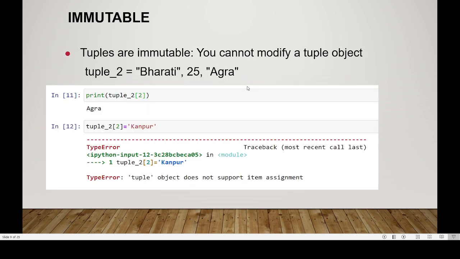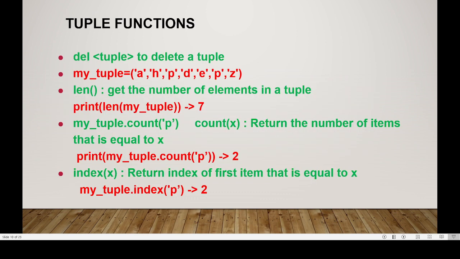Since tuple is immutable, it cannot be modified. You cannot modify any element. For example, if I want to modify the last element, that is Agra, with Kanpur, it will show tuple object does not support item assignment.